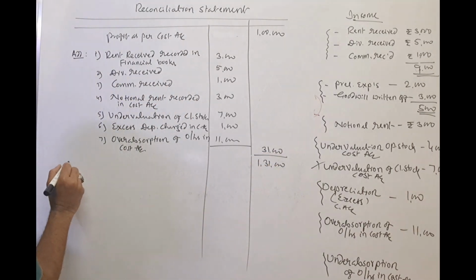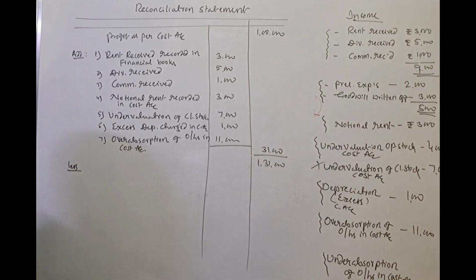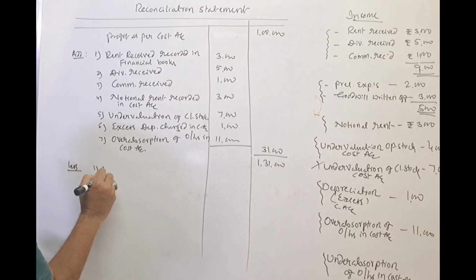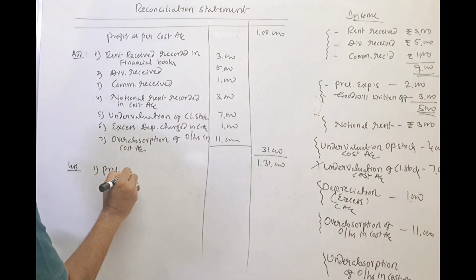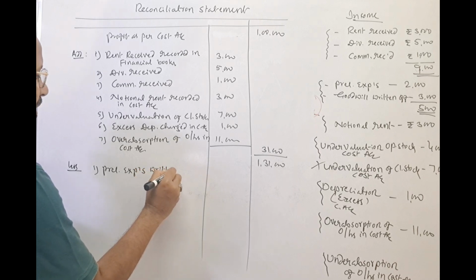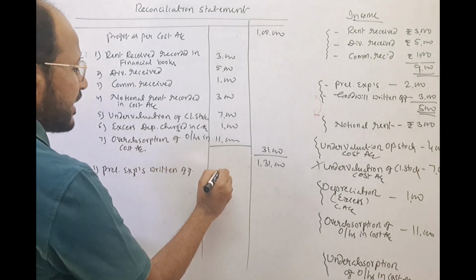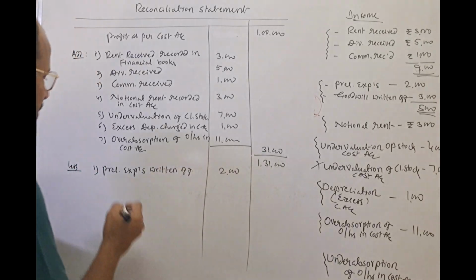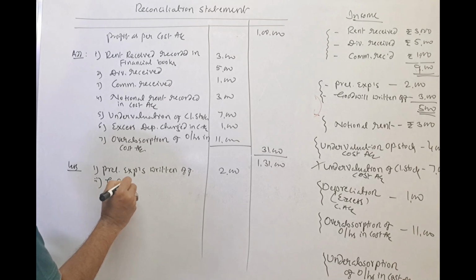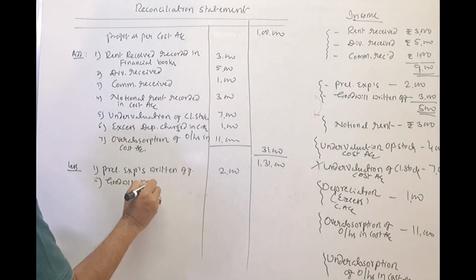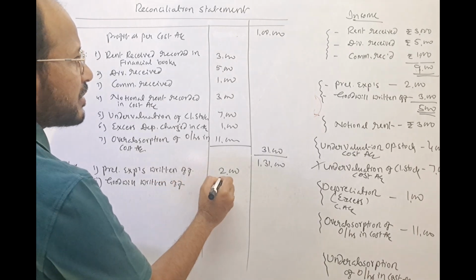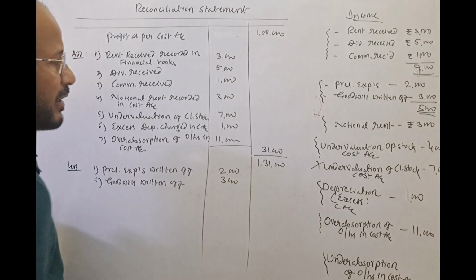Next one is from this we have to deduct what? Less the figures which are to be deducted here. Preliminary expenses written off in financial books. This entry is made only in financial accounts. Next, number 2, goodwill written off. What is the amount? Written off rupees 3,000. Goodwill written off.